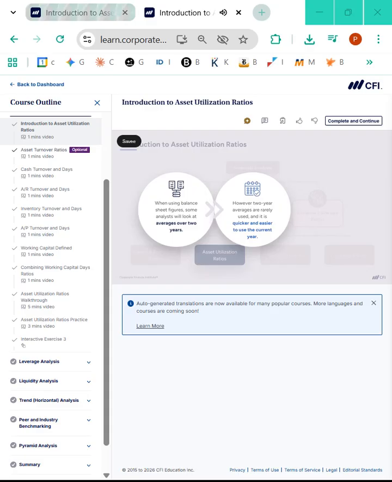Another important thing to note is that although we could analyze utilization of all assets, typically most analysts focus on what I call the top 6. First, total assets, then cash, accounts receivable, inventory, property, plant, and equipment, and accounts payable. The last one, of course, being a liability technically rather than an asset.